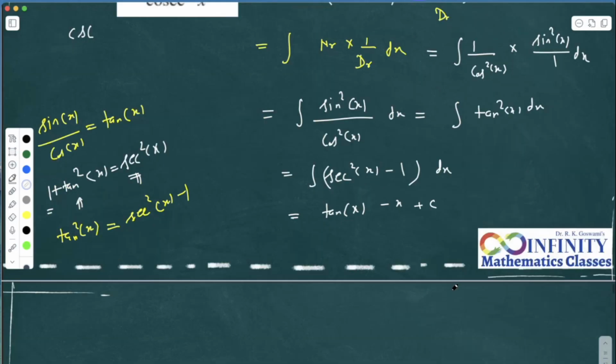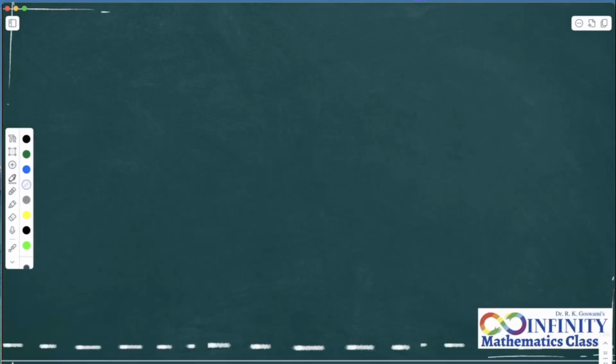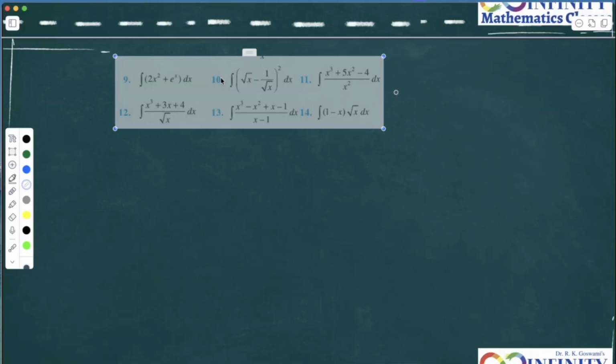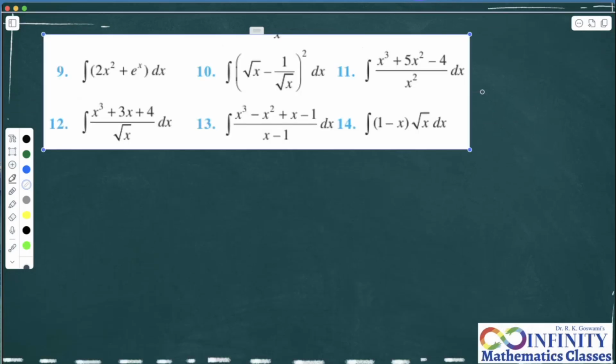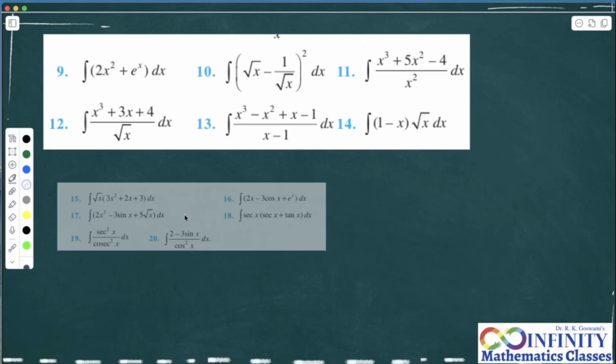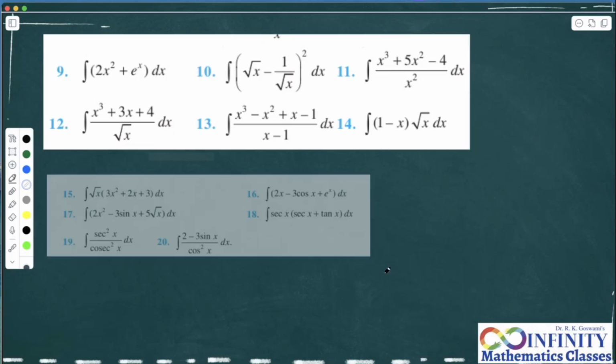So based on that, let me paste some questions for you. These are going to be some standard questions. You should be able to try those questions. You may consider them as homework for the class. Whatever techniques we have learned, these questions are based on the same, nothing else. So these are going to be homework for you.